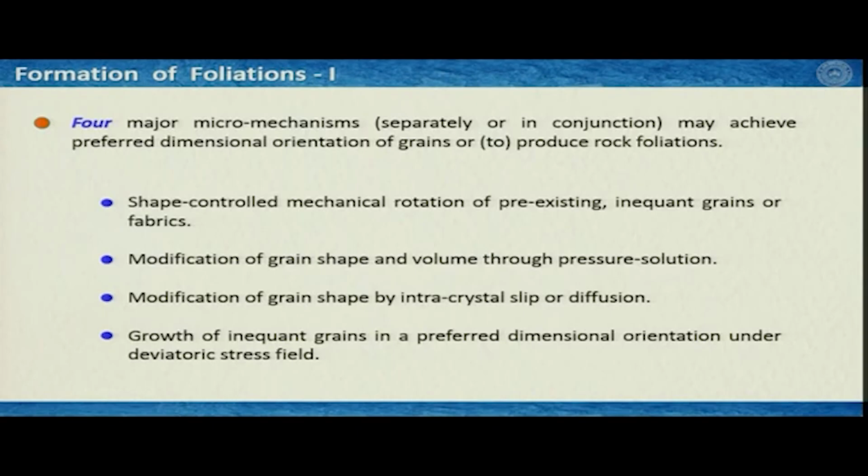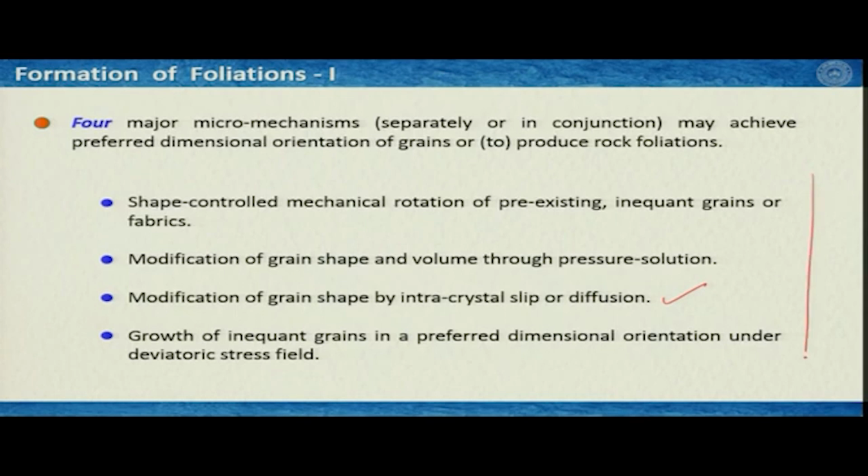The first one is shape controlled mechanical rotation of pre-existing inequant grains or fabrics. The second one is modification of grain shape and volume through pressure solution. The third one is modification of grain shape by intracrystal slip or diffusion. If you remember, the slip systems or diffusion creeps produce some sort of shape preferred or crystal preferred orientation. This is what exactly we are talking about. And the fourth and final one is the growth of inequant grains in preferred dimensional orientation under the deviatoric stress field.